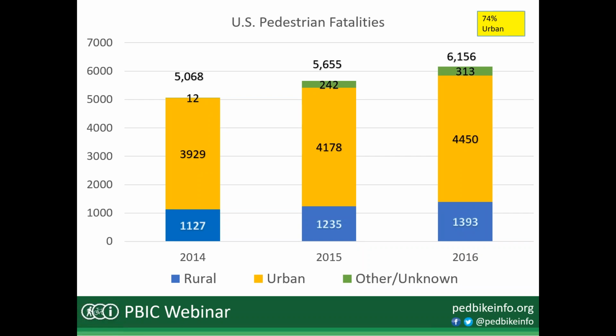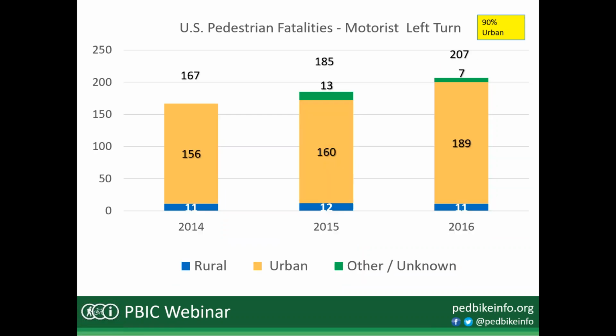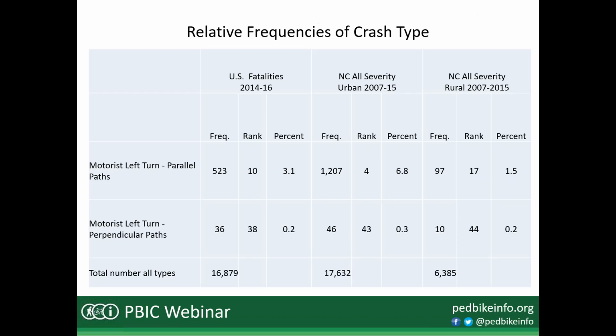This is for all the fatalities. Next slide. But for this crash type, an even larger percent are urban. So 90% of this type of crash occur in urban areas, and that makes sense when we look at the type of location that Dan just talked about.